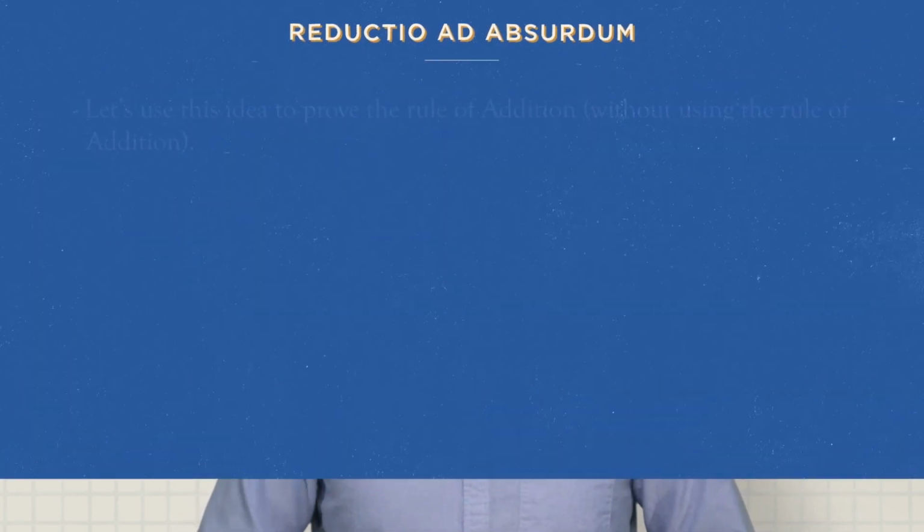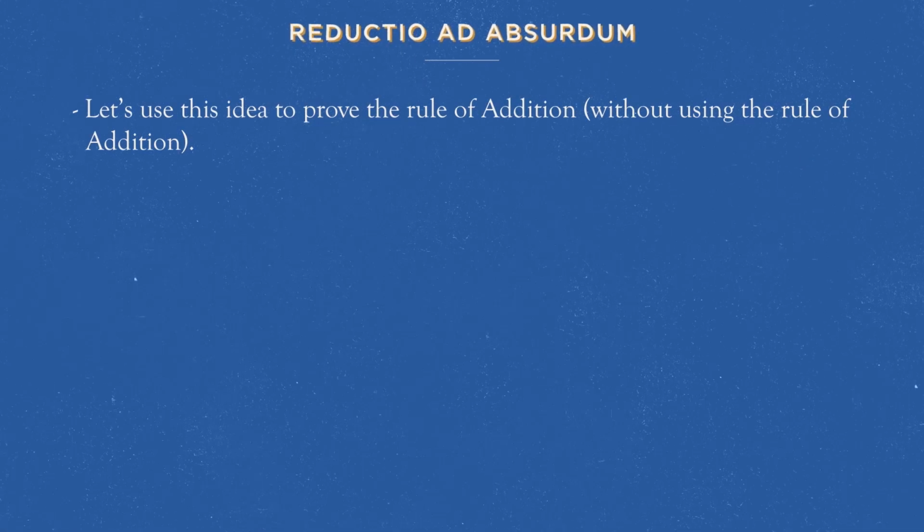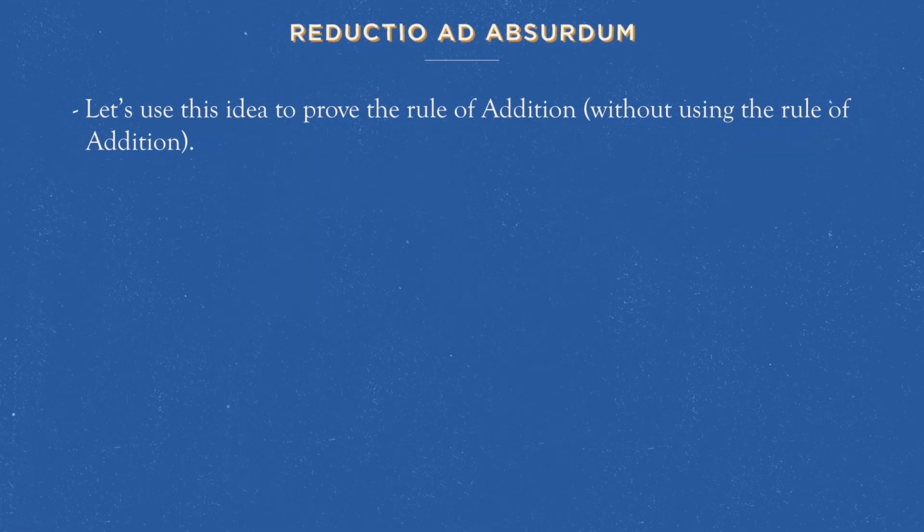So that's the method of reductio ad absurdum. You assume the opposite of what you're trying to prove, you show that that leads to an absurdity, a contradiction, and then you conclude what you're trying to prove. It's also another powerful tool for formal proofs, which of course is our purpose today. So let's use this idea to prove the rule of addition without using the rule of addition, of course.